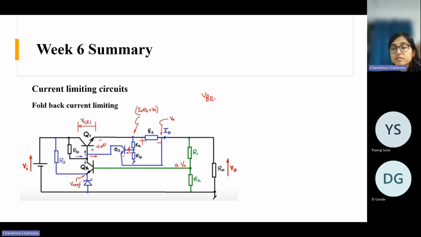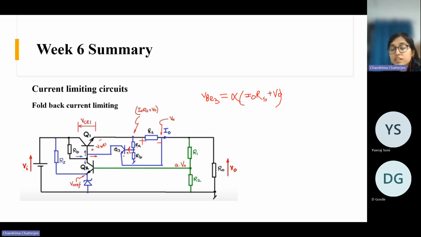VBE3 will be alpha times I naught RS plus V naught, because we are attenuating the voltage at this point.